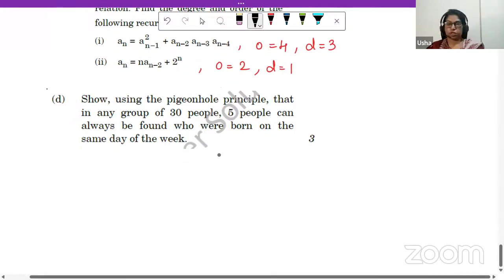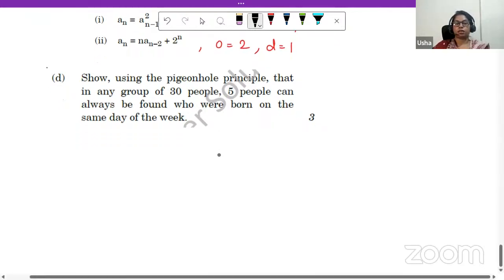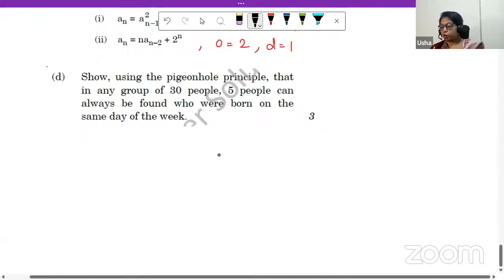Show using the pigeonhole principle that in any group of 30 people, 5 people can always be found who were born on the same day of the week. This question can also be asked as: in a group of 30 people, what is the minimum number of people who can be born on the same day of the week? See, all these 30 people can be born on Monday only, right? That is the maximum number. What is the minimum number? That is obtained using this pigeonhole principle.